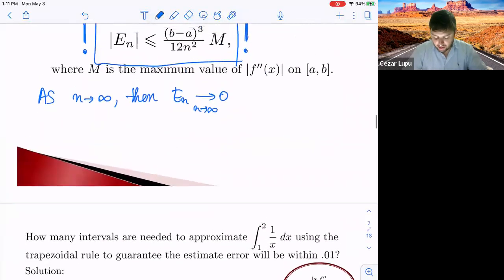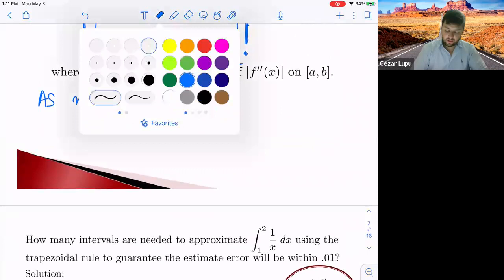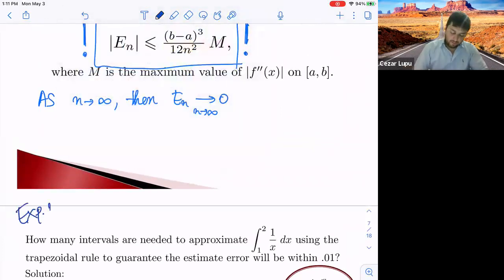And now let me just give an example. Example 1. All right, let's see. So the question is the following. How many intervals are needed to approximate the integral from 1 to 2 of 1 over x dx using the trapezoidal rule, and to guarantee the estimate error will be within 0.01? So that is the question. Like I said, I would like to apply the rectangle rule and the trapezoidal rule to some elementary functions.